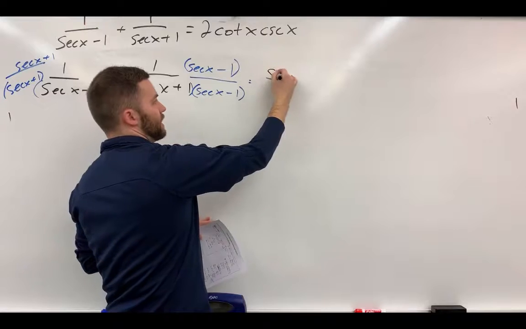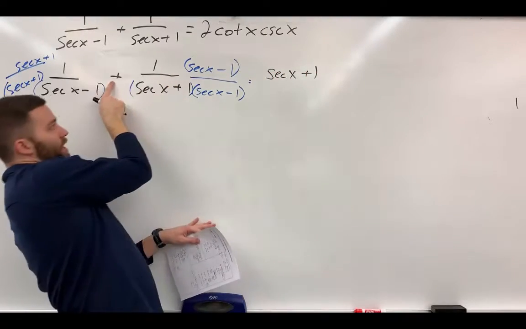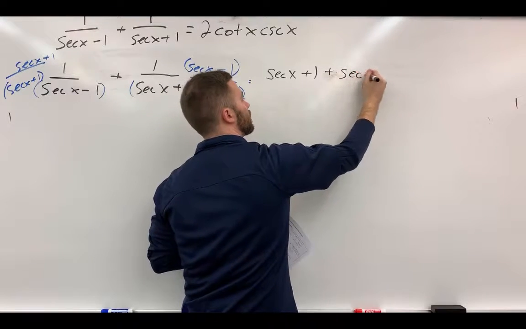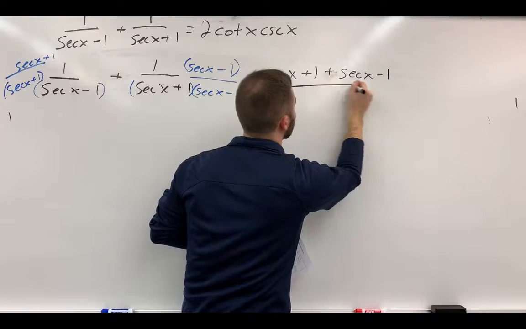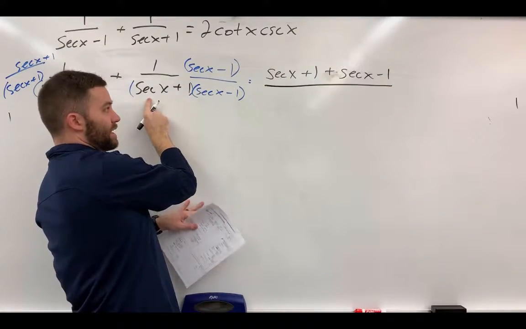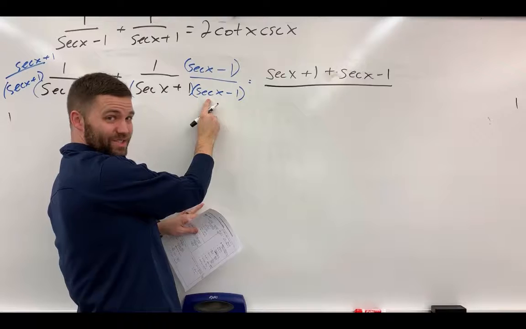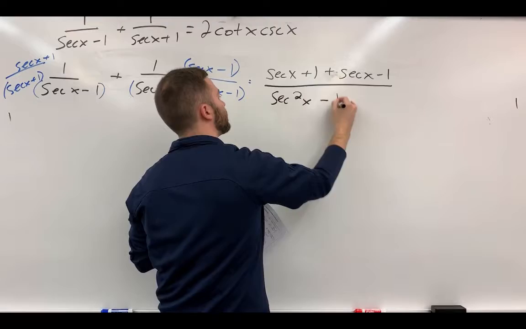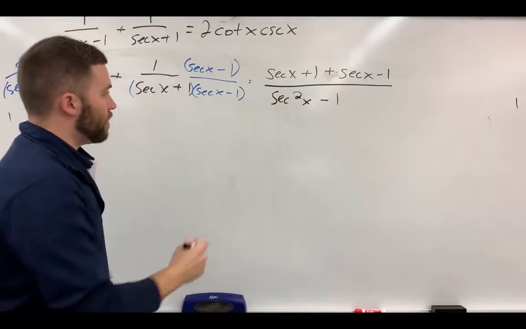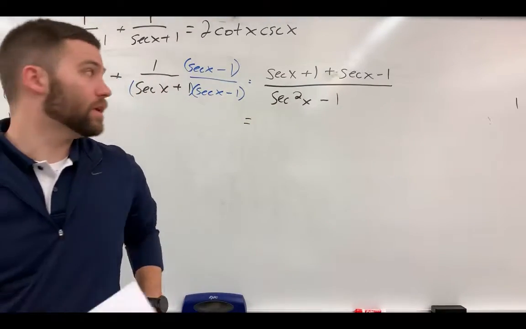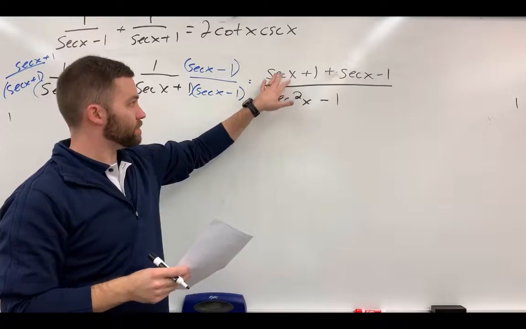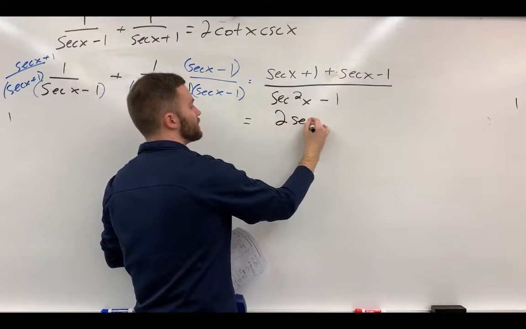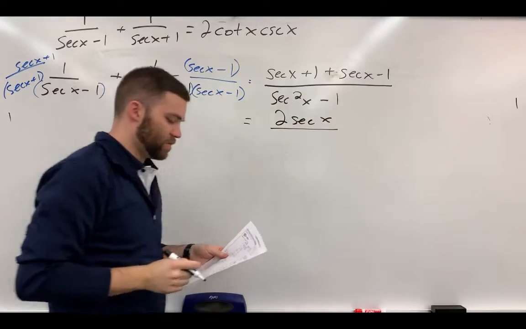On top, I'll have secant x plus 1 plus secant x minus 1, all divided by secant x plus 1 times secant x minus 1, which is going to be secant squared minus 1. So I'll write that, secant squared x minus 1. Okay? Now we're going to work on simplifying. So we have secant x plus secant x and 1 minus 1. We end up with 2 secant x on top divided by secant squared minus 1.